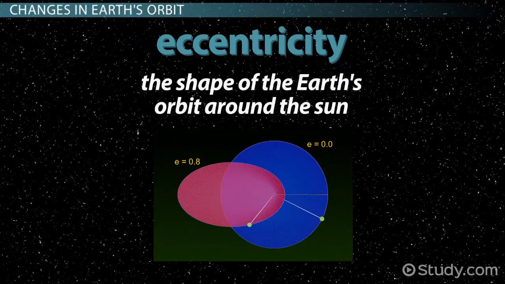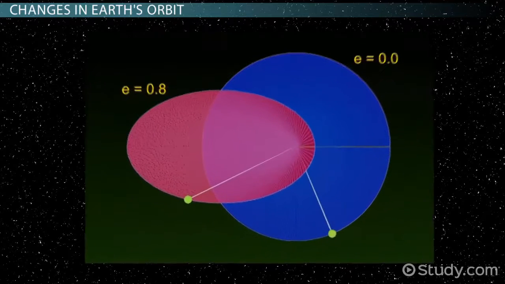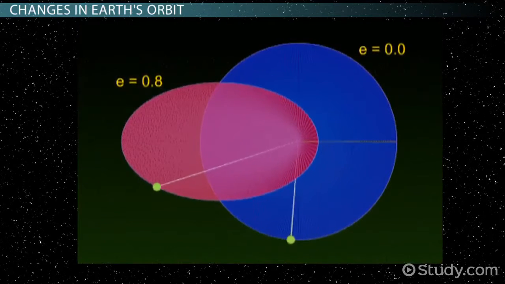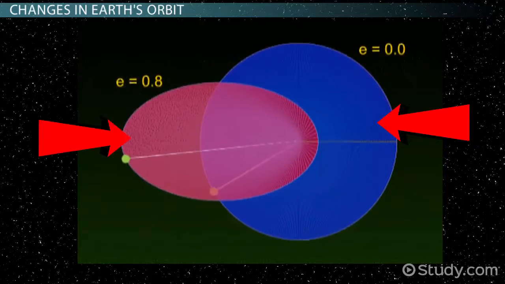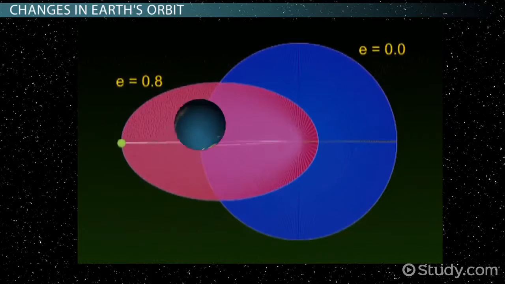Eccentricity refers to the shape of the Earth's orbit around the Sun. Over a period of approximately 100,000 years, our Earth's orbit changes from almost circular to highly elliptical. Currently, our orbit is quite circular.